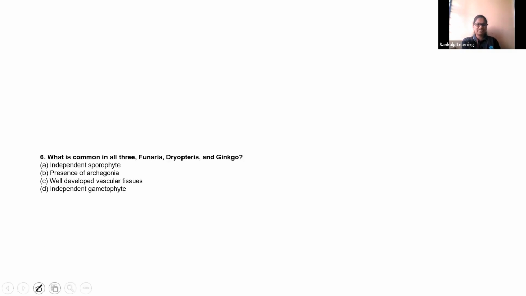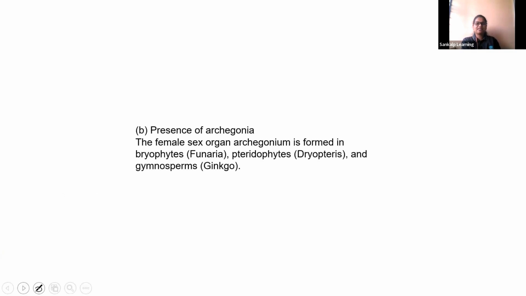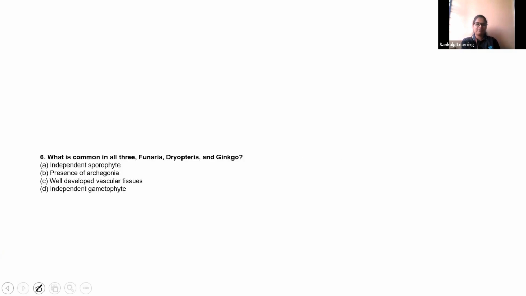Yes, YouTube students. What is common in all three, Funaria, Dryopteris and Ginkgo? They asked. Let us check the answer here. The right answer is presence of archegonia. Presence of archegonia will be there in all three examples. Independent sporophyte and well-developed vascular tissues you can see in Ginkgo only. Independent gametophyte you can see in Funaria.